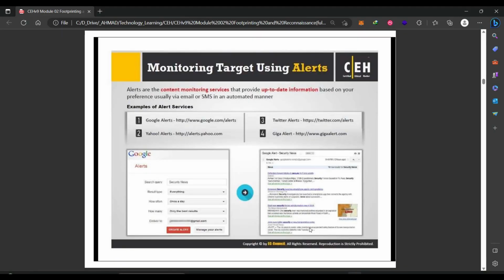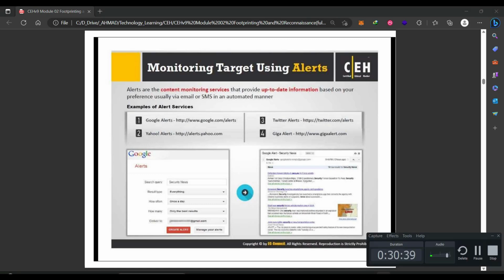Giga alert, and there are a lot of service providers as well, so it's not about a specific search engine. And in the future you will create your own automated system and generate your own alerts as well. I guess for now it's good.